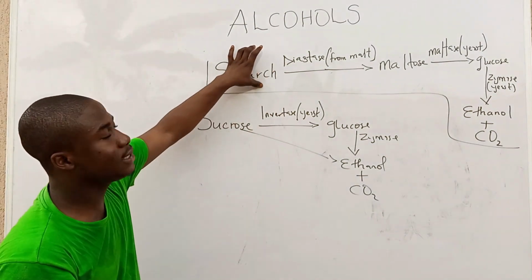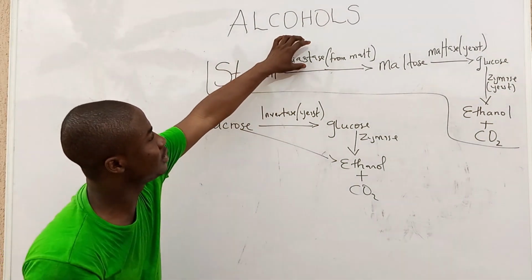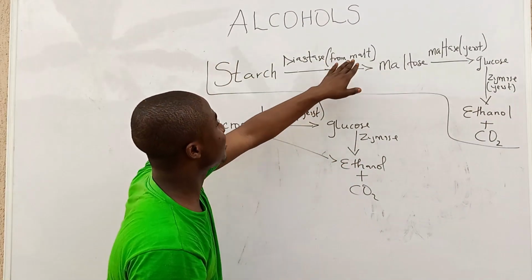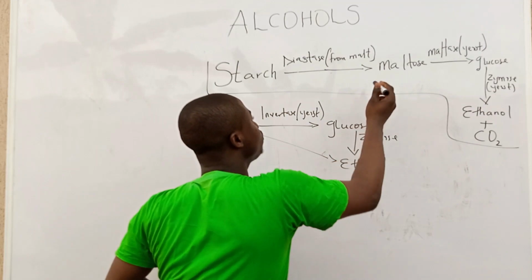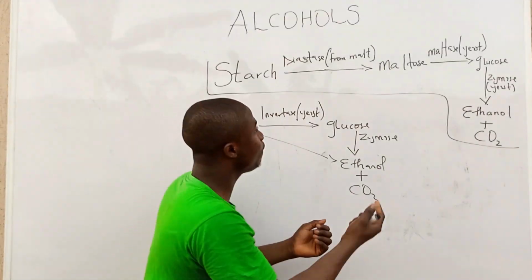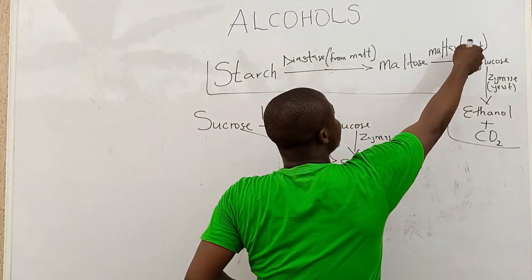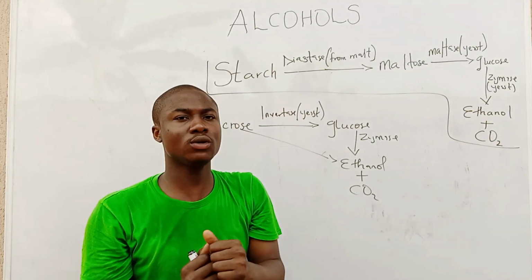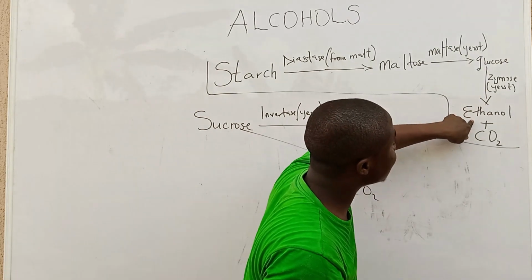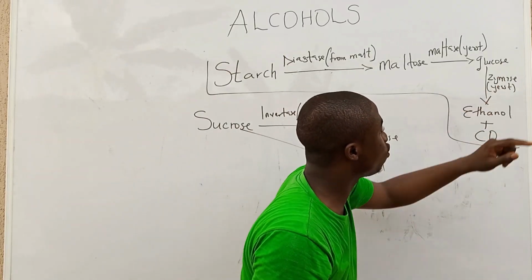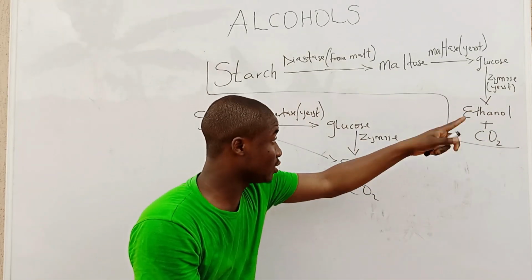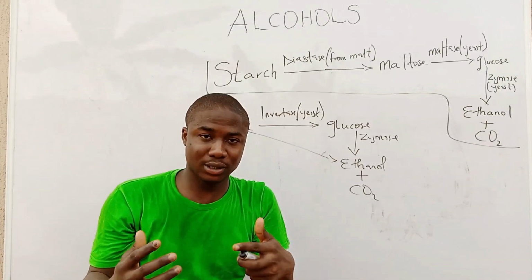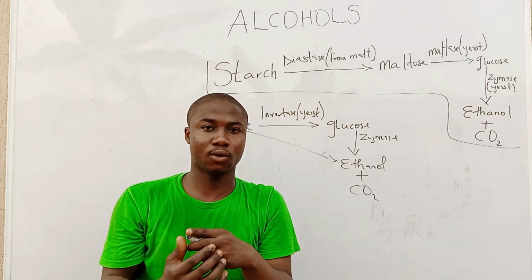For this reaction, starch is acted on by diastase. Starch is a polysaccharide, and diastase is gotten from malt, to get maltose, which is a disaccharide. Maltase is the enzyme that will act on maltose to get glucose, a monosaccharide. Glucose acted on by zymase, which is gotten from yeast, gives us ethanol and carbon dioxide. These are the industrial processes of production of ethanol.